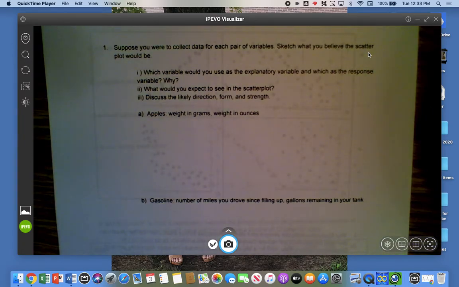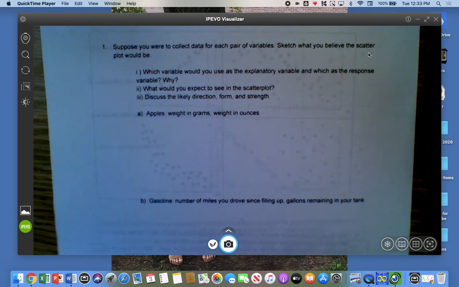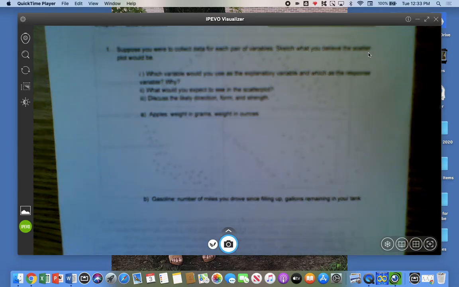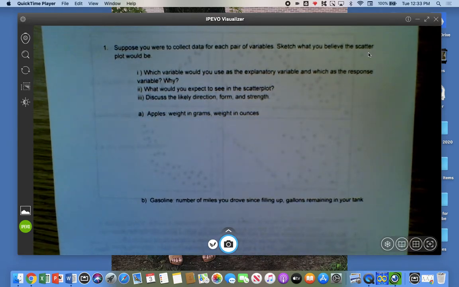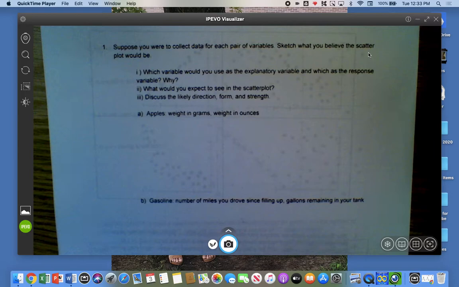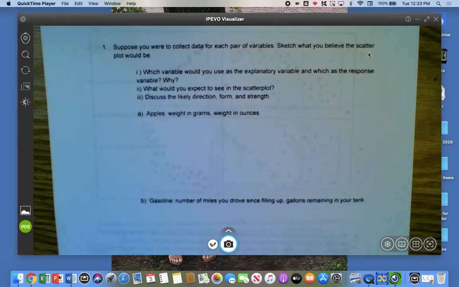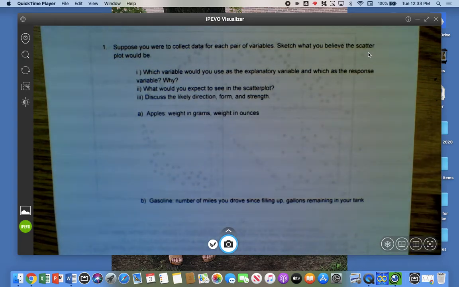So if you are comparing apples, the weight in grams and the weight in ounces, does one of those things depend on the other one to happen? Do you guys think that one depends on the other, or is it a direct correlation? If you're comparing the weight in grams to the weight in ounces, what do you guys think?